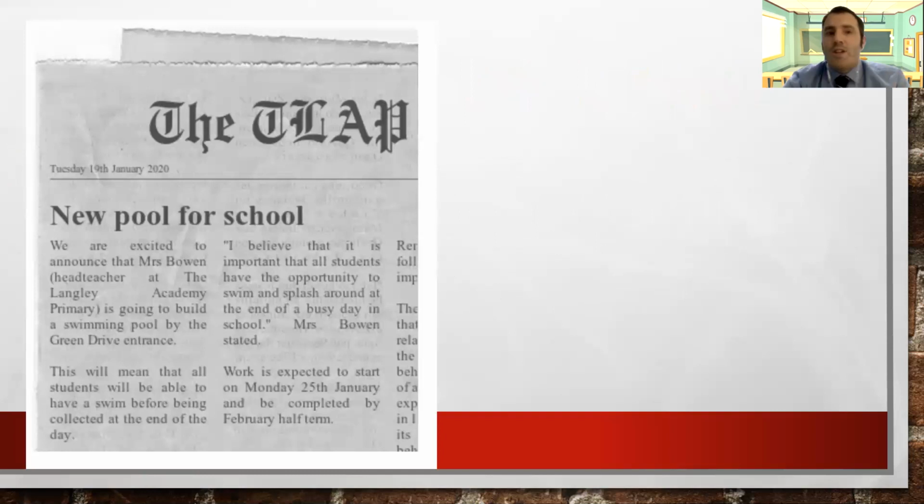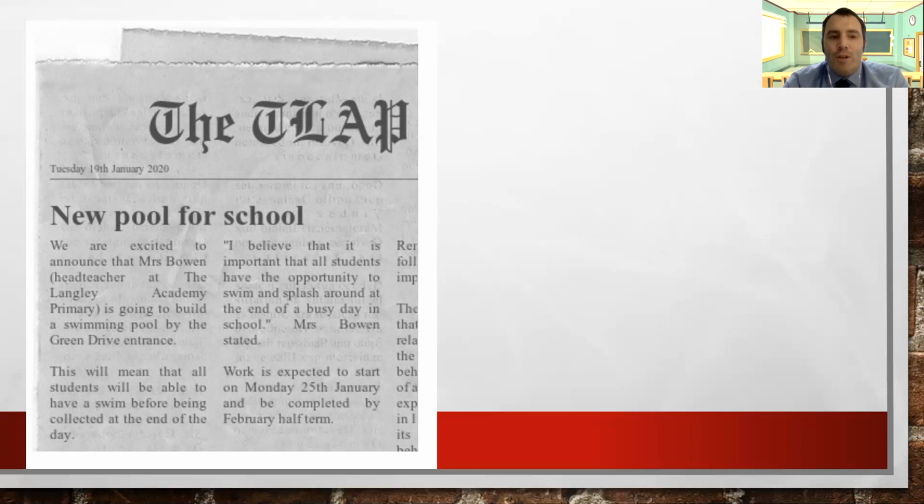So, for example, I've gone online and I've made my own newspaper, the TLAP Times, and I've discovered a cutting from it. So I've taken a piece out of it about a new pool for school. So it's from this morning's copy. We're excited to announce that Mrs. Bowen, the head teacher at Langley Academy Primary, is going to build a swimming pool by the Green Drive entrance.